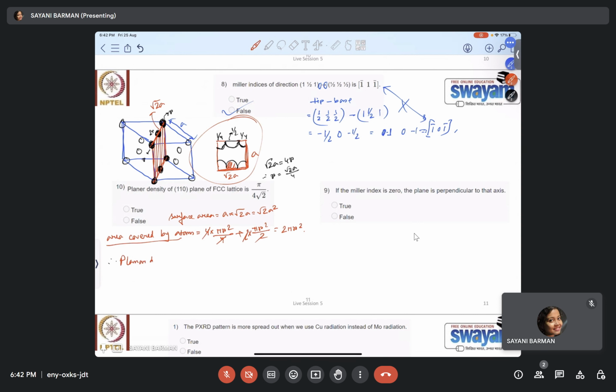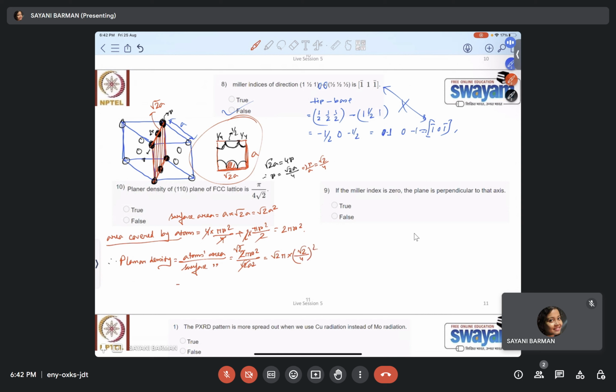Then the planar density equals the area covered by atoms divided by the surface area. Atoms area: 2 pi r square by root 2a square. Now from here we can write r by a equals root 2 by 4. Right. Then it would be root 2 pi into r by a whole square, meaning root 2 by 4 whole square.